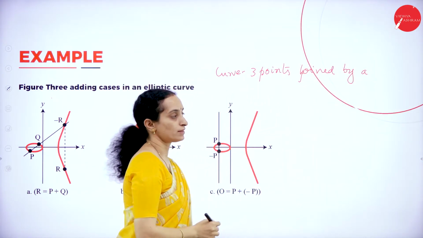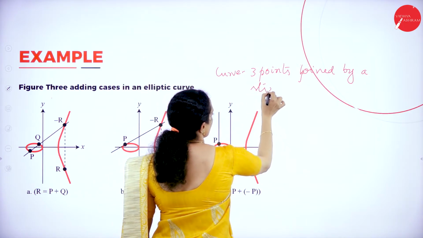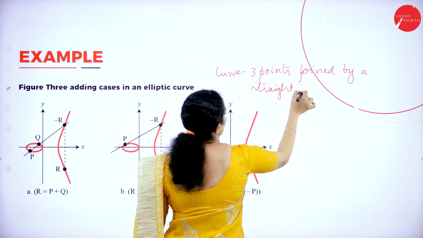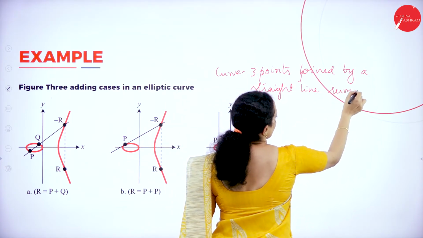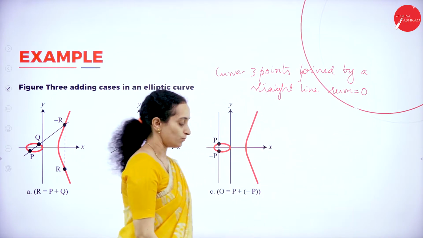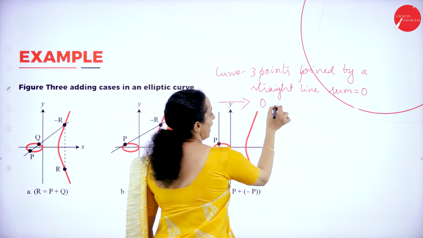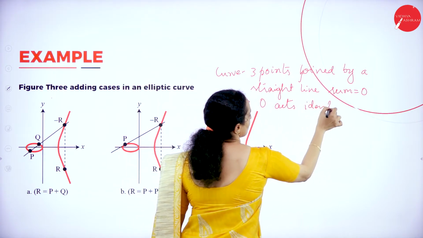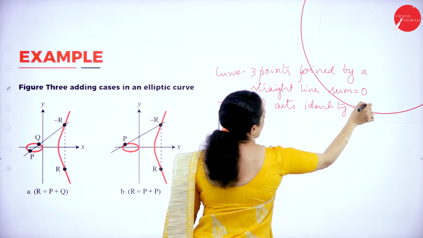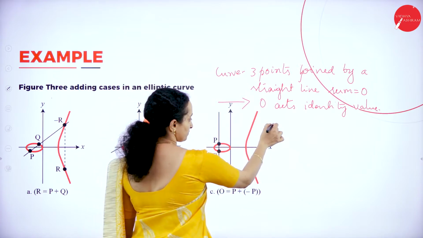3 points on the curve, if they are joined by a straight line, the sum of the 3 points will become 0. Now, when the sum becomes 0, 0 acts as an identity value. So, it can act as an identity value.